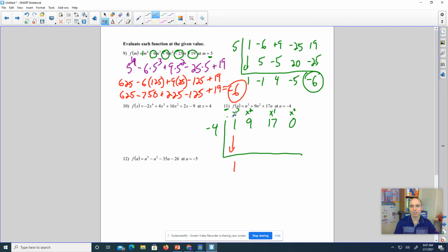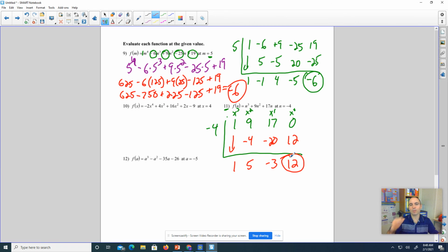I'm going to add. 1 to nothing is 1. I'm going to multiply. -4 times 1 is -4. 9 minus 4 is 5. I'm going to multiply. -4 times 5 is -20. 17 minus 20 is -3. -4 times -3 is +12. I'm going to add 12. 12 is the answer. Right?